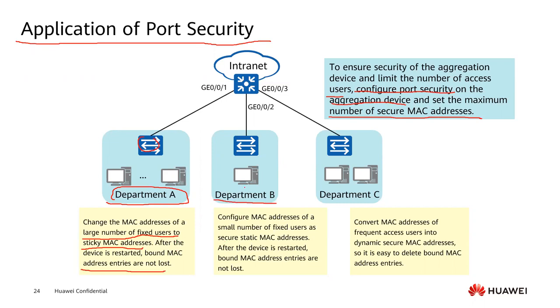And for department B, we can configure the port security feature on this port, and configure the MAC addresses of a small number of fixed end users as security static. Notice it is a static MAC address. After the device is restarted, the MAC address entries will also not be lost. And for department C, we can convert the MAC addresses of frequent access users into dynamic security MAC addresses, so it is easy to delete bound MAC address entries.